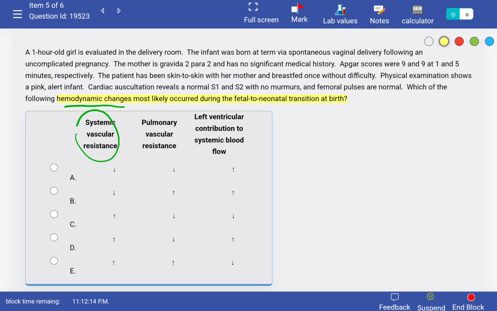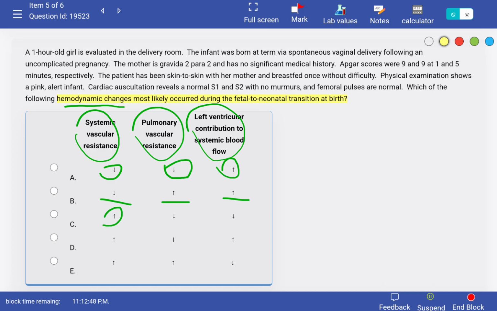So we have SVR, and in that we have pulmonary vascular resistance. What will happen to that? And with that, left ventricular contribution to systemic blood flow. So in option A, SVR decreases, pulmonary vascular resistance decreases, then left ventricular contribution to systemic blood flow increases. Option B, decreases SVR, increases PVR, and with that increases left ventricular contribution to systemic blood flow. Okay, in option C, increases SVR, pulmonary vascular resistance decreases, left ventricular contribution to systemic blood flow decreases.